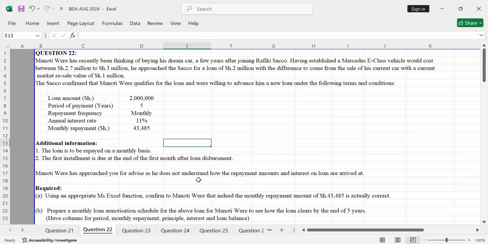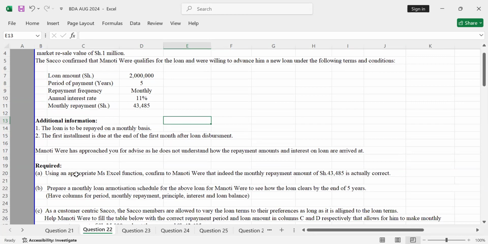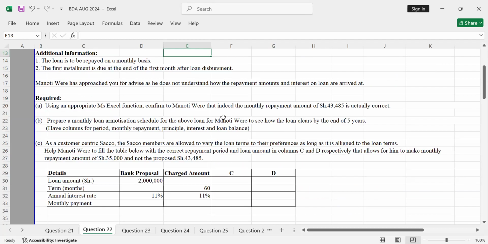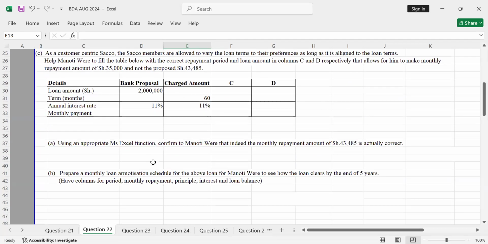Manoti Wele has approached you as an advisor for advice, as he does not understand how the repayment amount and interest on the loan are arrived at. So you are required, using the appropriate MS Excel function, to confirm to Manoti Wele that indeed the monthly repayment amount of shillings 43,485 is actually correct. That is question number 1.